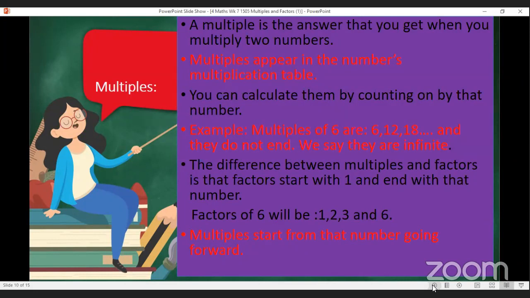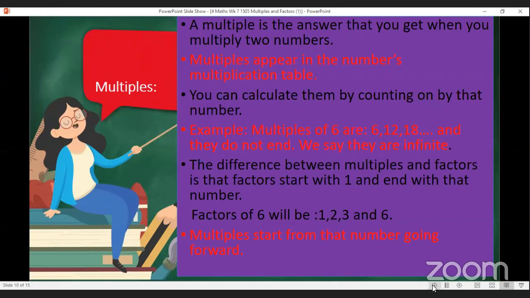If I say now, Taryn, count all the multiples of 2, you're going to grow old still counting in 2s. So for example, multiples of 6 are 6, 12, 18, and they do not end. So we say that multiples are infinite, meaning that they do not end.